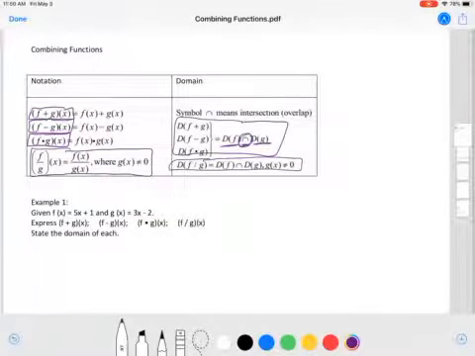Now, that holds true for f divided by g, for the division of two functions, with the extra rule that you have to also make sure that g of x is not equal to 0 because you can't divide by 0.